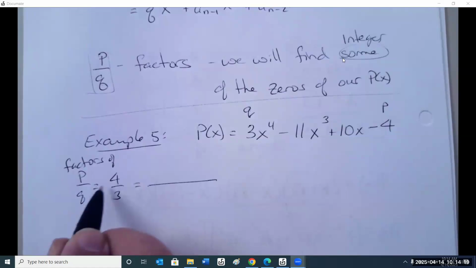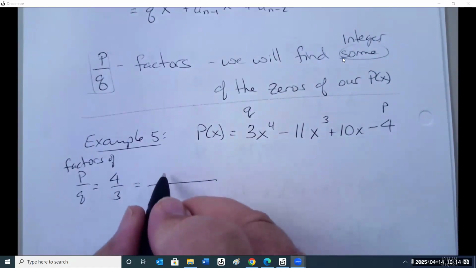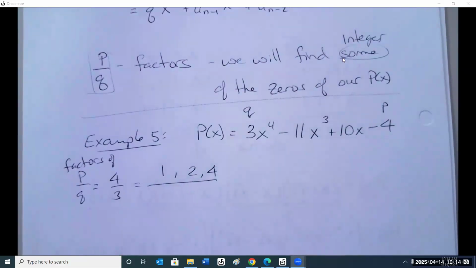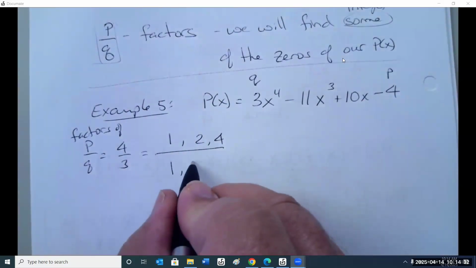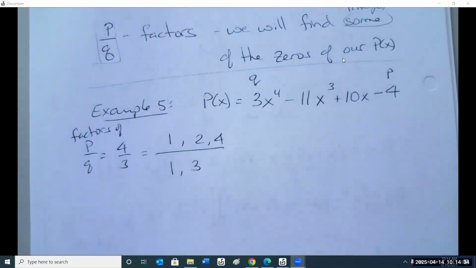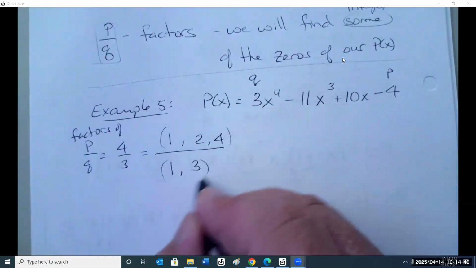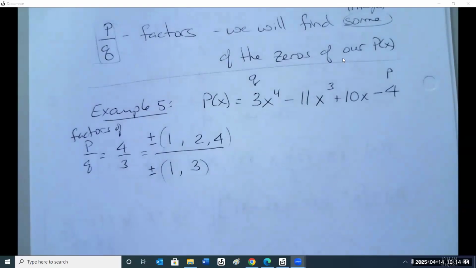So what are the factors of 4? 1 times 4 and 2 times 2. What are the factors of 3? 1 and 3. But we don't know if they're positive or negative, so we're looking at the positives and negatives of each one of those.